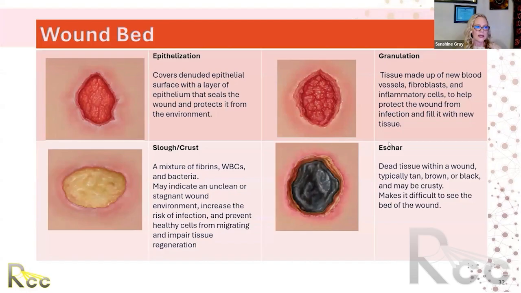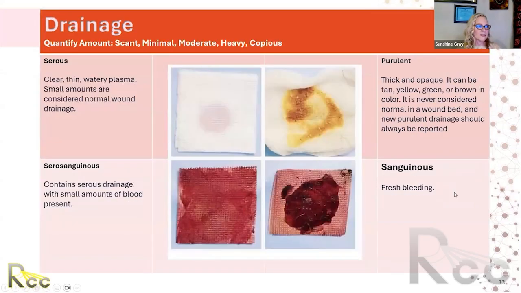The next section is eschar, and that is dead tissue. We also call it scabs sometimes, but it's dead tissue within the wound, typically tan, brown, or black, maybe crusty, and it really makes it difficult for us to see the wound. So it's no longer promoting healing in the wound bed, and we do need to remove this for a wound to heal well. This is the time when you want to have your radiation oncologist, or if you have a specialist like a wound care specialist, get involved with your patient care or teach you how to take care of this type of wound.